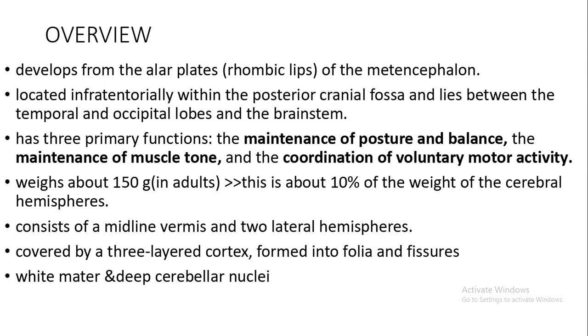It's covered by a three-layered cortex, which is uniform, formed into folia and fissures. Then we have the white matter and the nuclei that we find within the white matter, which are the deep cerebellar nuclei.